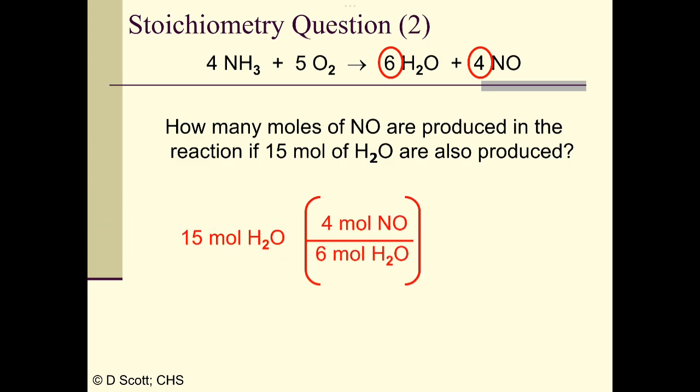So we got here the 6 moles of water, and then in our numerator will be the 4 moles of nitrogen oxide, because again we're looking for the moles of nitrogen oxide. So we have to cancel it out. So the unit that will be left here will be the moles of nitrogen oxide. Same process again: we will divide 4 by 6, and then multiply it by 15. Then it will give you an answer of 10 moles of nitrogen oxide.